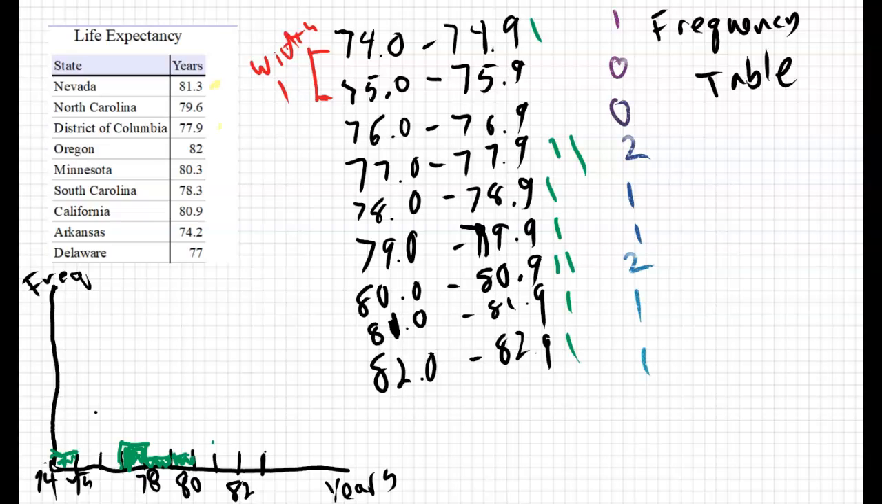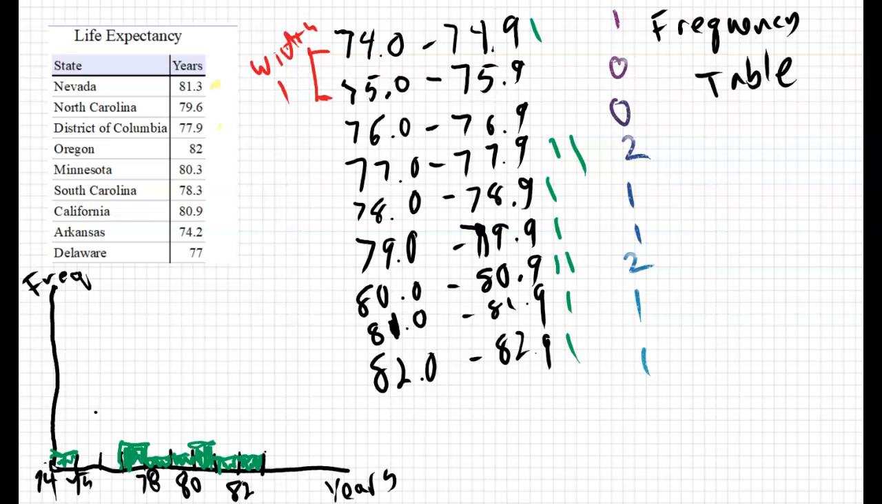80 to 81 was a 2. 80.9, I should have said. A little higher. And 81 to 81.9 was a 1, and 82 to 82.9 was also a 1. So this gives you some idea of the shape.